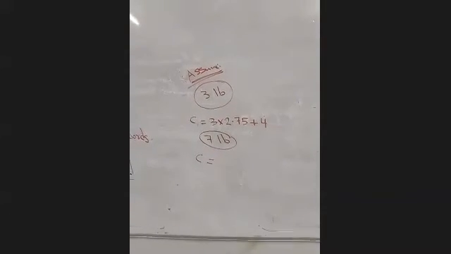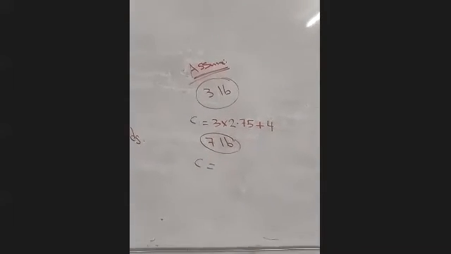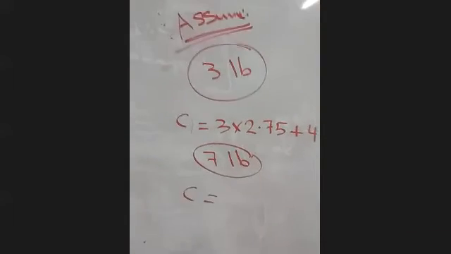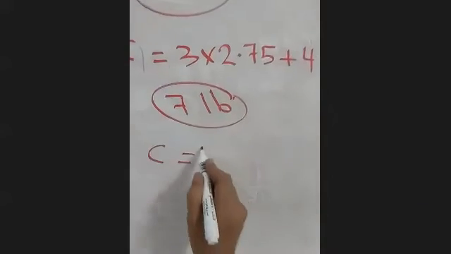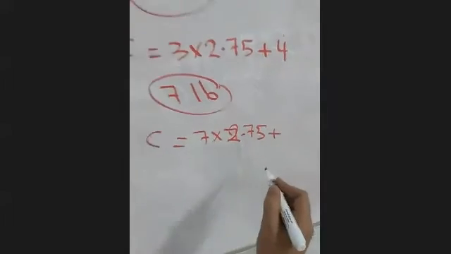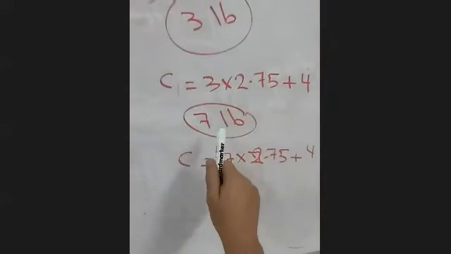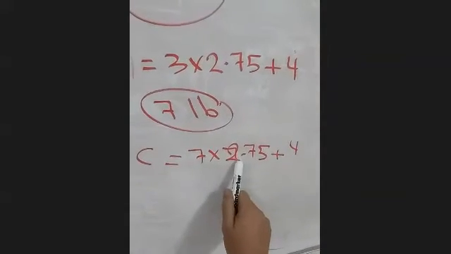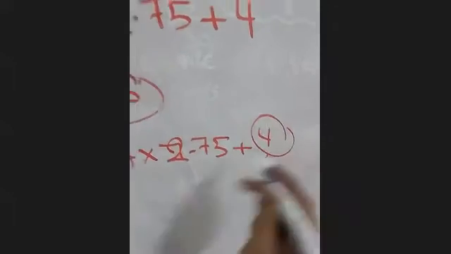Mr. Hilal, if I want to buy 7 pounds, what should the total cost be? 7 multiplied by 2.75 plus what? 4. The 4. So for each pound, I will pay 2.75. If I want to buy 7 pounds, I'll multiply by 2.75, and I will add the shipping fee, which is $4. Yes.